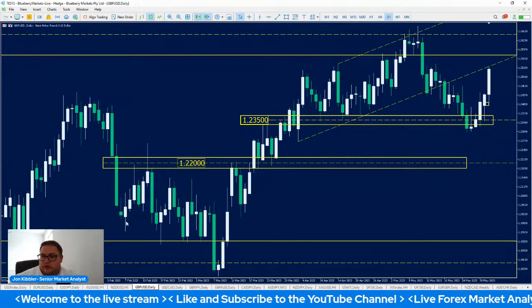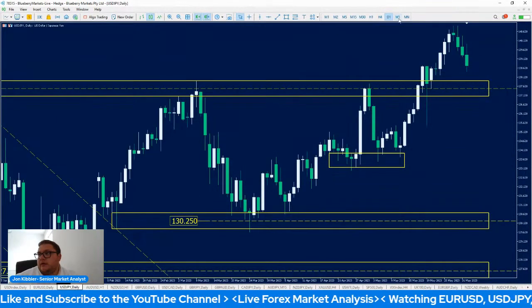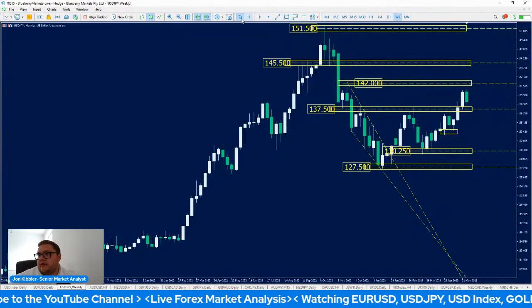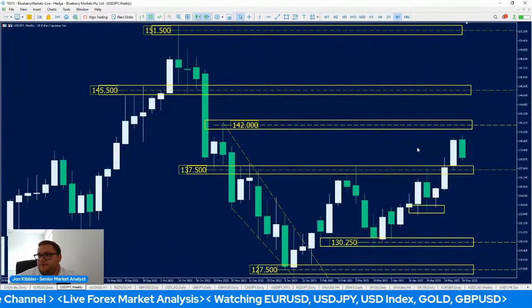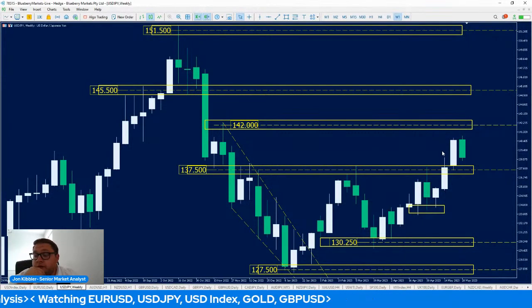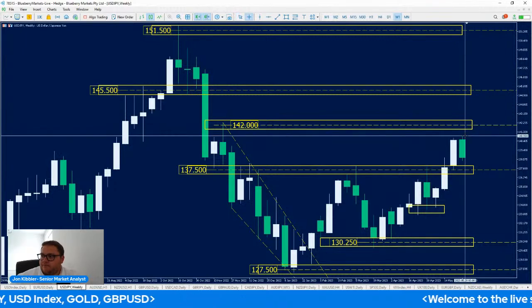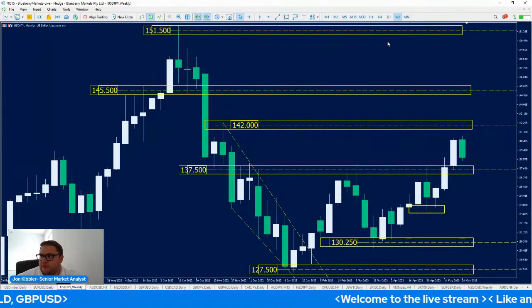Dollar yen short. Let's have a look at dollar yen. Okay, there's a potential. The problem is I really like the 142 handle. We just didn't get there. Came into about 141, didn't we? And price has reversed.